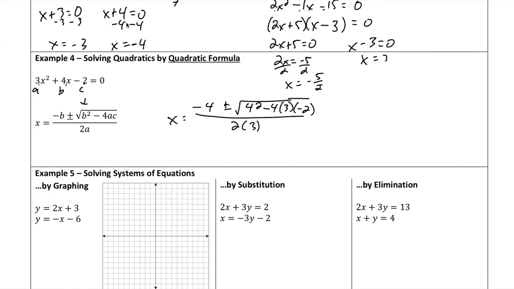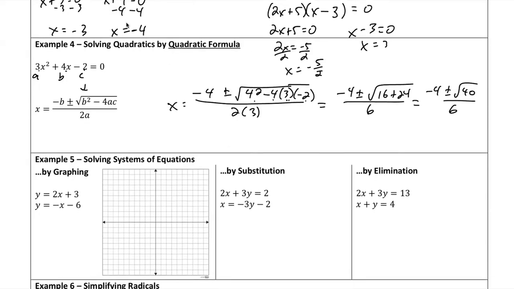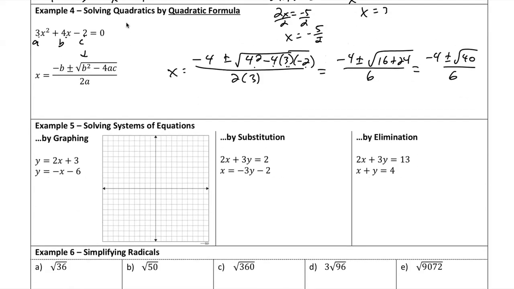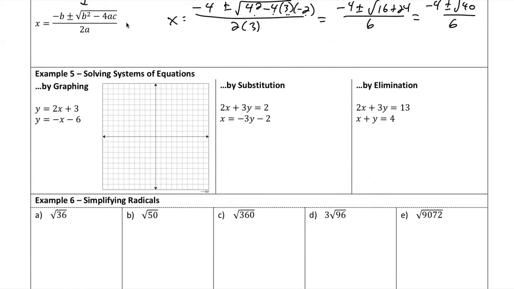So now it's just a matter of doing everything step by step. For example, I'll do inside the square root symbol first, so I'll have negative 4 plus or minus the square root. 4 squared is 16. Negative 2 times negative 4 is positive 8, times 3 is a positive 24, and that's all over 6. Then I have negative 4 plus or minus the square root of 40 over 6. I can simplify the square root of 40, but I'm going to leave it like this for now because we're going to talk about simplifying radicals down here.